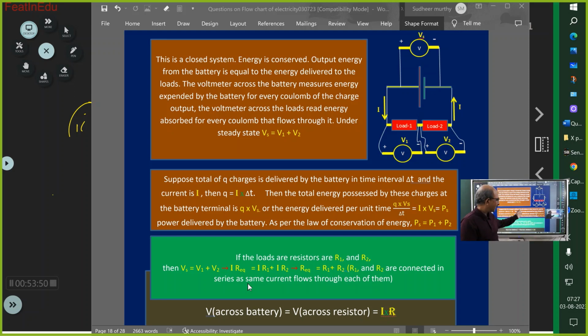See, look at this. If the same current is flowing through both the loads, then we say the loads are connected in series. So, one doubt: if those loads are in series, the same current is flowing now.